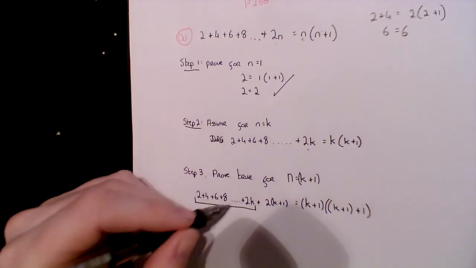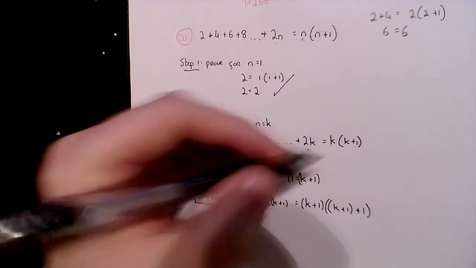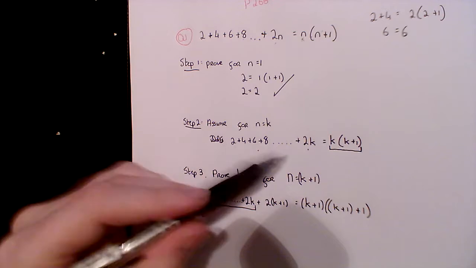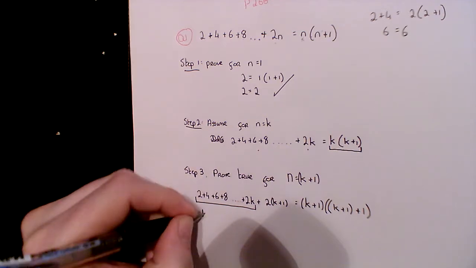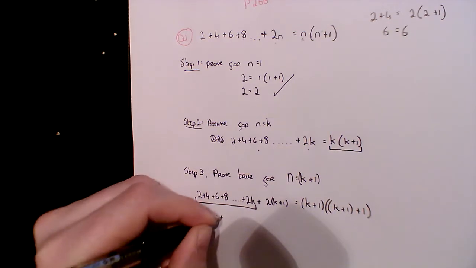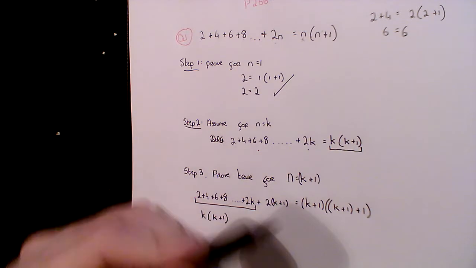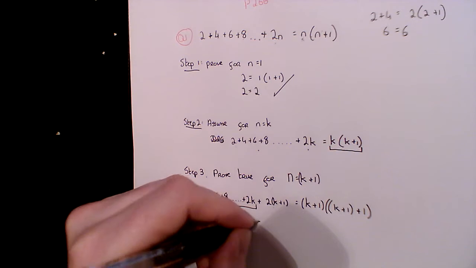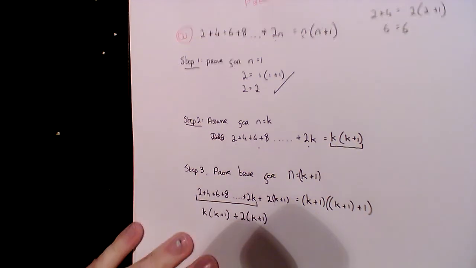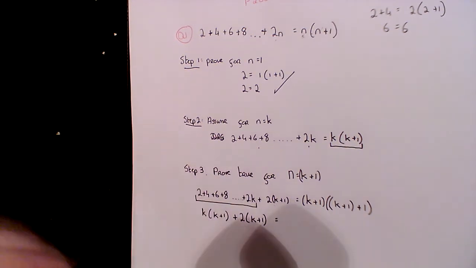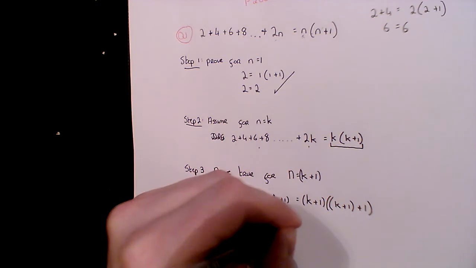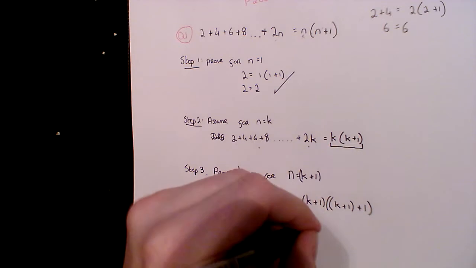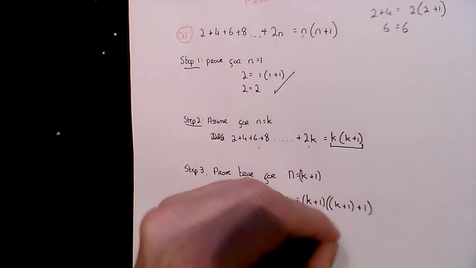2 plus 4 plus 6 plus 8 all the way up to 2k. Well, I can replace that with that, because they're saying they're equal to each other. So instead of writing this, I'm going to write k plus 1. But I can't forget about this, so I have to still put this in. It's 2k plus 1. And over here, I'm just going to neaten this up a bit, so it's k plus 1, and then we have k plus 1 plus 1, which will be k plus 2.